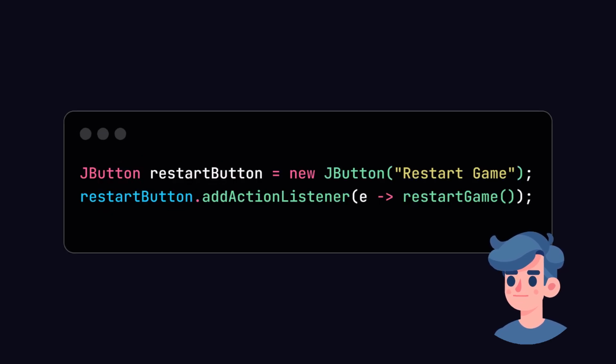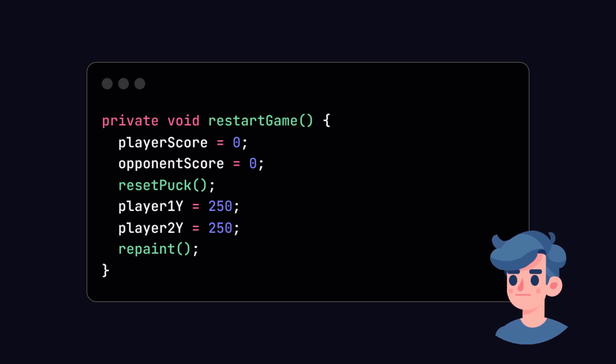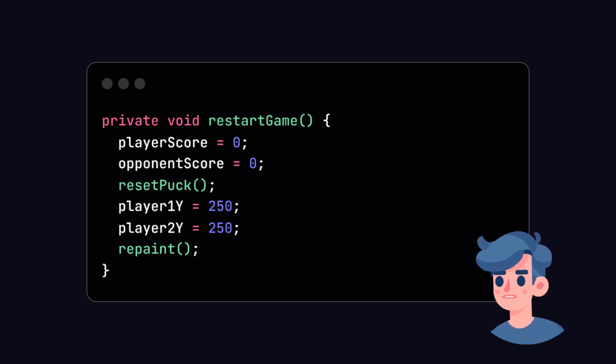Finally, let's wrap everything up by allowing players to restart the game without needing to close and reopen the window. You can add a button that resets all necessary game states. In the restart game method, reset all scores, puck positions, and player positions to their initial states. Don't forget to repaint your game panel.